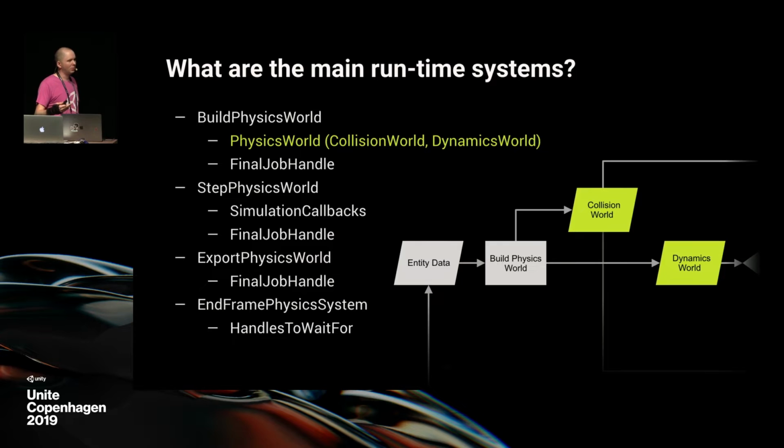So in terms of the actual main runtime systems, we've got the BuildPhysicsWorld, StepPhysicsWorld, ExportPhysicsWorld, and then this final catch-all InFramePhysicsSystem. And one common feature of all of these is that they have this final job handle exposed. So the idea is that if you have some job that you want to execute, let's say after you've built the physics world, you maybe want to be querying against the static geometry, and that can happen in parallel with the simulation, because you know that the stuff that you're querying against isn't going to be moving. You just need to make sure that you not only update after the BuildPhysicsWorld, but that your job has a dependency on the BuildPhysicsWorld final job handle.